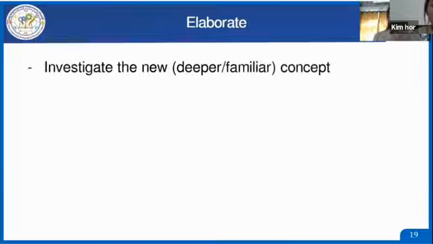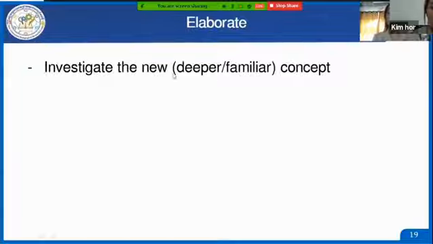And the next phase is the elaborate phase. In elaborate, the teacher gives a new concept for the students to investigate. The concept might be deeper or familiar. It might be deeper if the teacher observes that most of the students understand the previous concept correctly, then the teacher can give a deeper one.